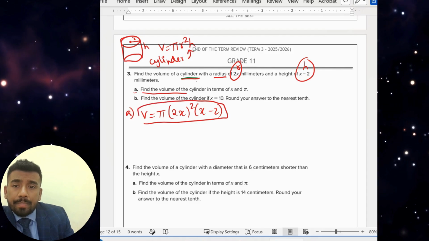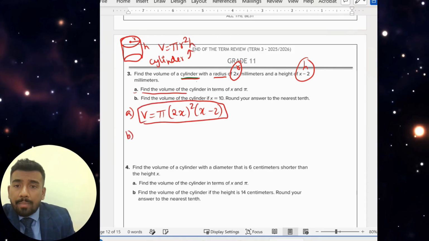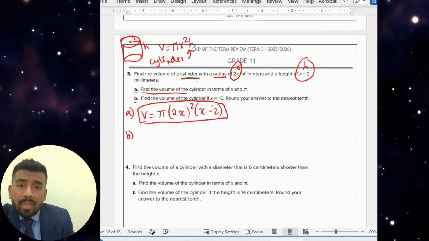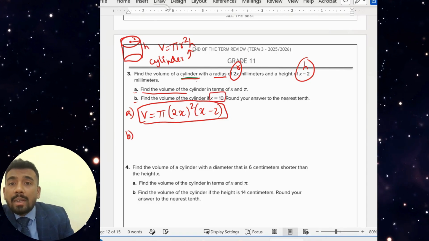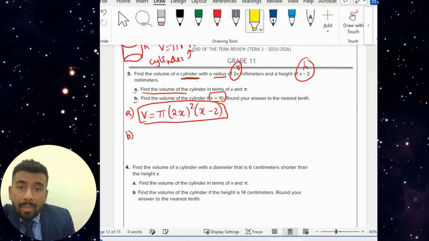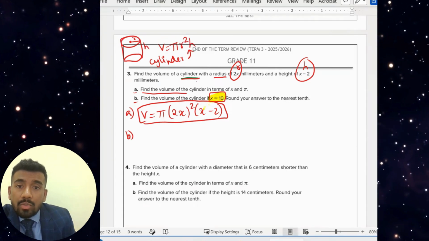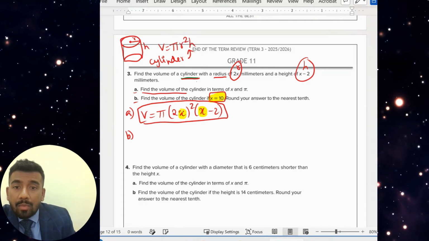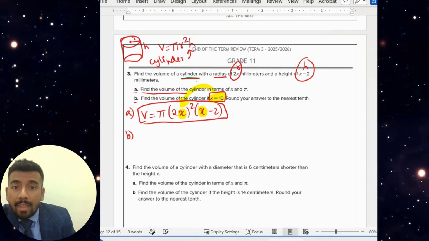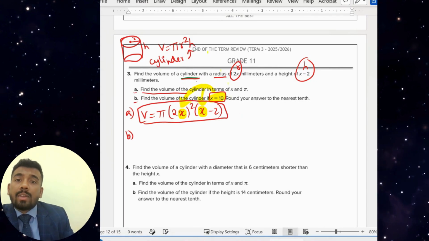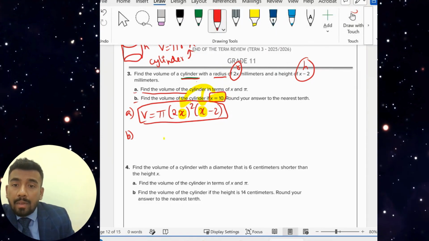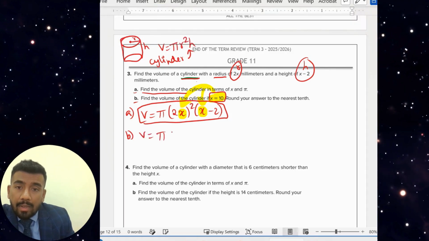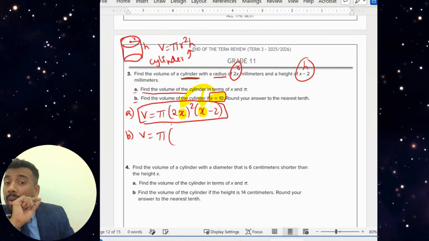Let's go to B. Find the volume of the cylinder if x is 10. So x is 10. Wherever you see x, put 10. Here 10, here 10. Straight away put it. So what will the volume be? Pi, mind the brackets.